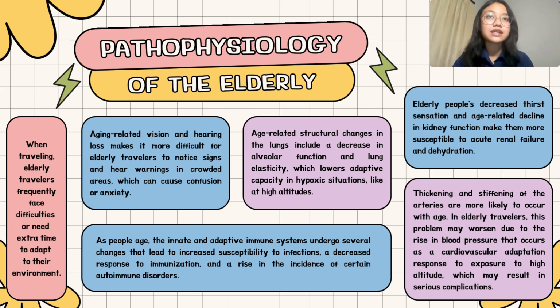As people age, the innate and adaptive immune systems undergo several changes that lead to increased susceptibility to infection, a decreased response to immunization, and a rise in the incidence of certain autoimmune disorders.